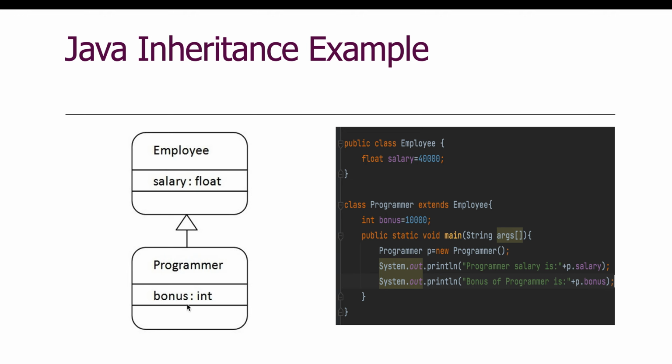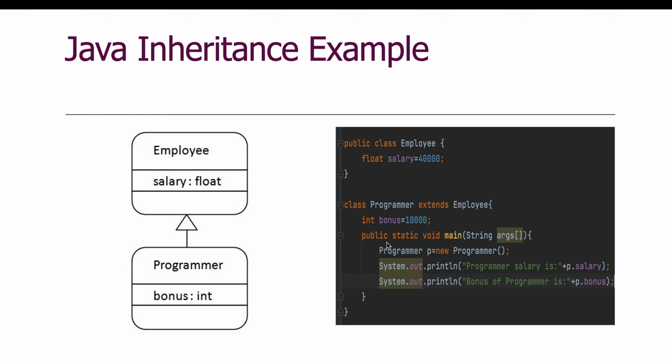And if you want to use the class, basically we need to create the object. So let's say we have created the main method inside the Programmer itself, and then we are creating the object of the Programmer. If you can see, using the object of the Programmer, we are able to access the superclass properties, right? Salary. So p.salary, this is a valid one. And again, using the same object, we are able to access the Programmer variables like p.bonus.